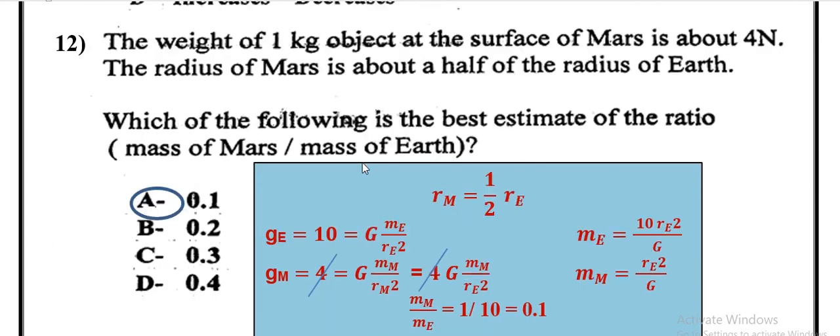Question number 12. The weight of a 1 kilogram object at the surface of Mars is about 4 Newton. The radius of Mars is about half the radius of Earth. What will be the ratio between the mass of Mars and the mass of Earth? Here we have a mass and a force, so the weight will be 4 Newton, and the gravitational field strength on Mars will be 4.